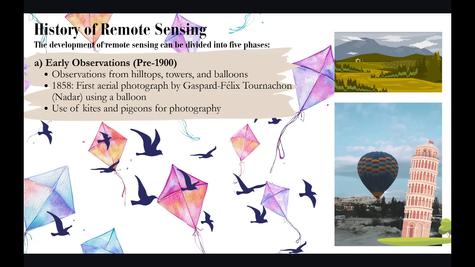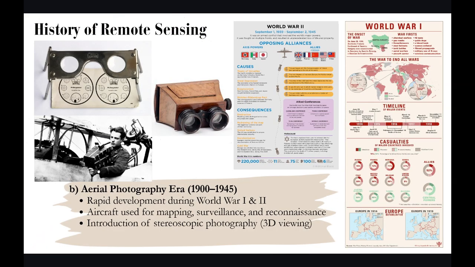from vertically upward, having a bird's eye view of our area gives us a better understanding of how we can plan our areas, right? Then onwards come people who are trying to take photographs with the help of balloons, kites, and pigeons, and they are trying to observe and study their areas. This is before 1900, early observations.